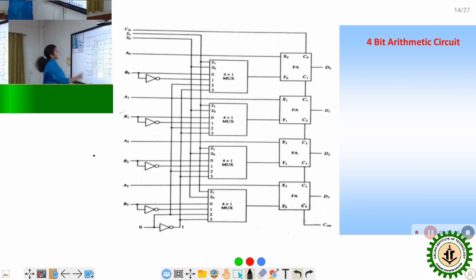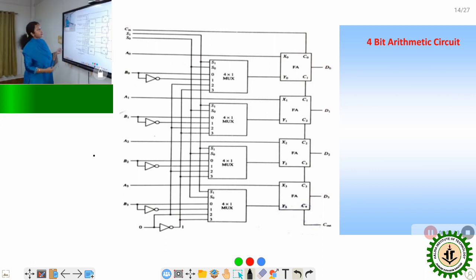Now the B input is not directly applied to the full adder. How is it applied to the full adder? The B input is passed through the multiplexer unit. B0 value is entered to the 0th input of the 4:1 multiplexer. B1 is entered to the 0th input of its 4:1 multiplexer, B2 to the 0th input of its 4:1 multiplexer, and B3 to the 0th input of its 4:1 multiplexer.